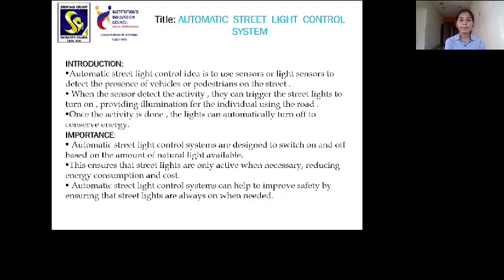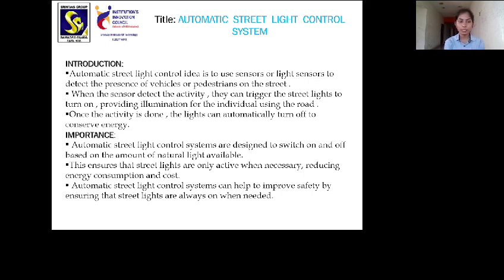My topic is Automatic Streetlight Control System. Introduction. Automatic streetlight control idea is to use sensors or light sensors to detect the presence of vehicles or pedestrians on the street. When the sensors detect the activity, they can trigger the street light to turn on, providing illumination for the individual using the road. Once the activity is done, the lights can automatically turn off to conserve energy.